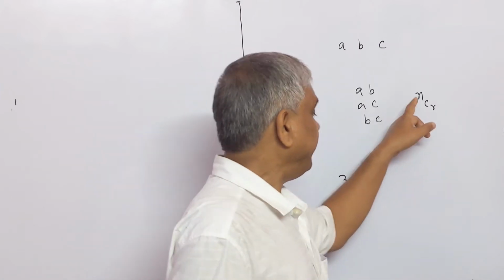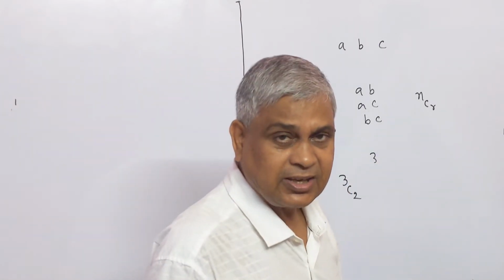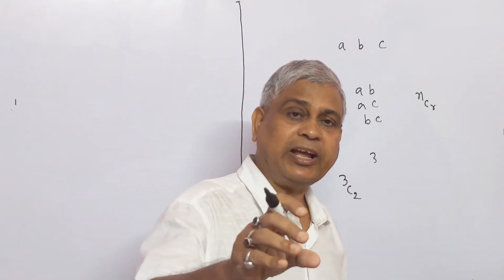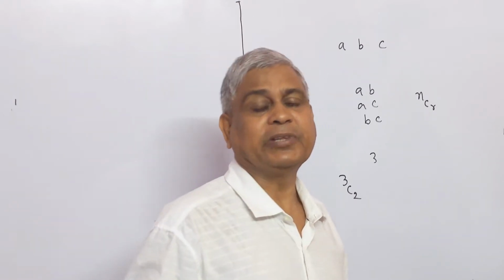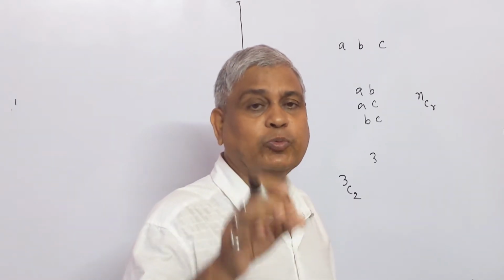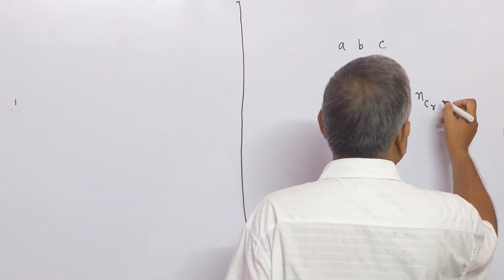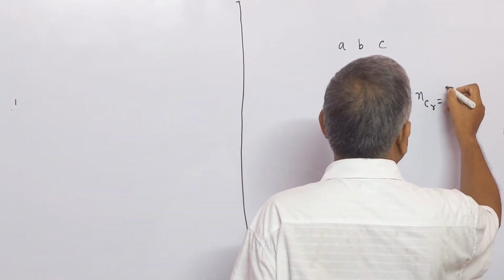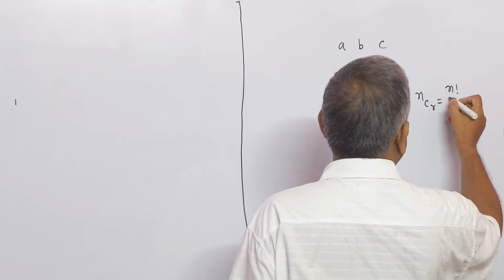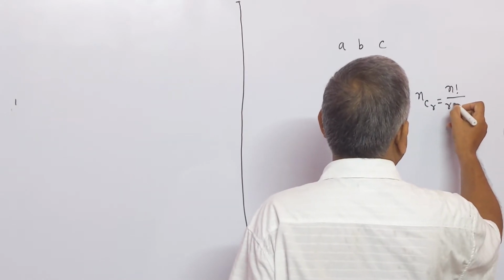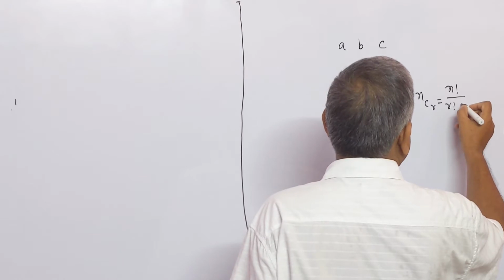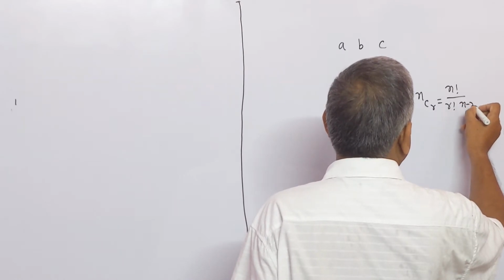So if we have n number of things and we have to select r number of things, then the number of ways to select these is nCr, which is equal to factorial n by factorial r multiply factorial n minus r.